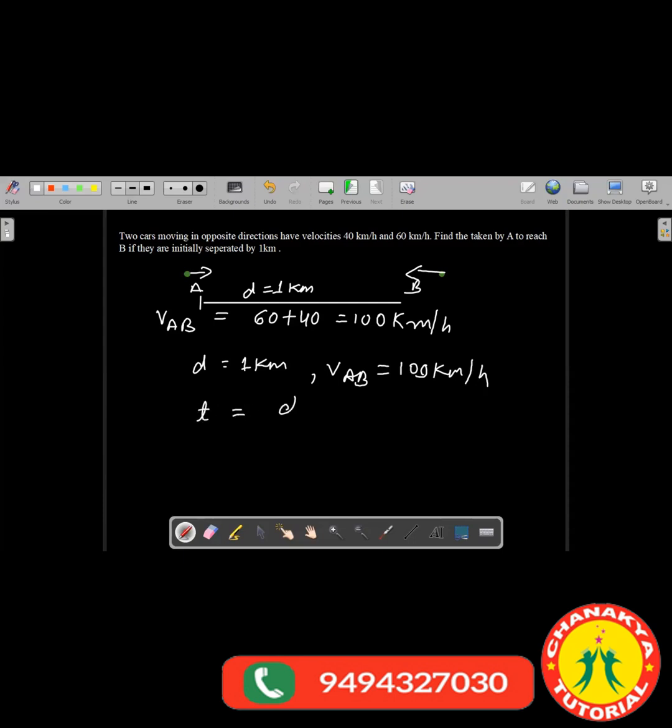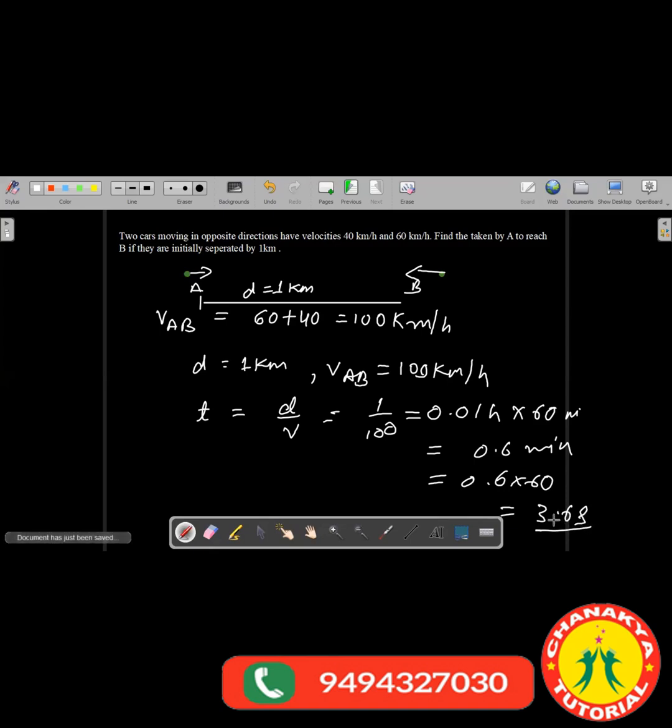Time will be equal to distance by speed, distance by velocity, which is 1 by 100. So you get 0.01 hour. 0.01 hour multiplied by 60, so you will get it in minutes. So you get 0.6 minute. If you multiply it by 60, you will get it in seconds. So 0.6 multiplied by 60 will give you 3.6 seconds. So it will take 3.6 seconds for them to reach each other or to cross each other.